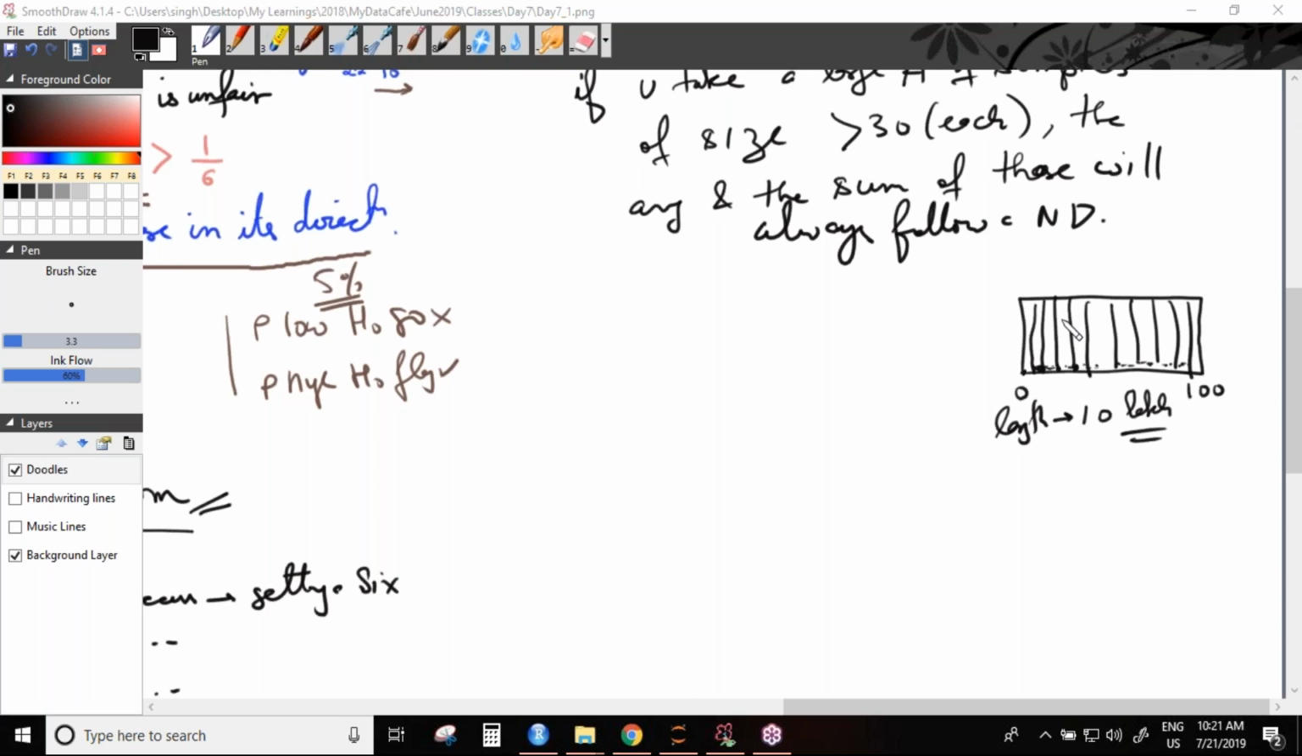Which means there are 10 lakh numbers, and each number is present the same number of times. So if one is present 500 times, two is also present 500 times.